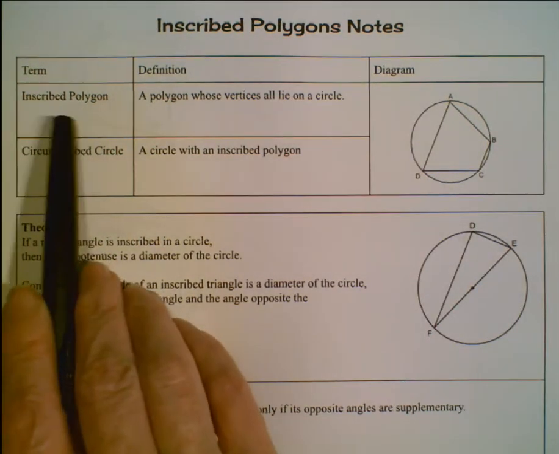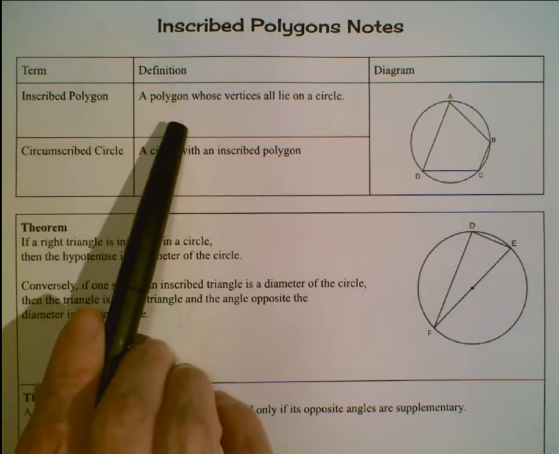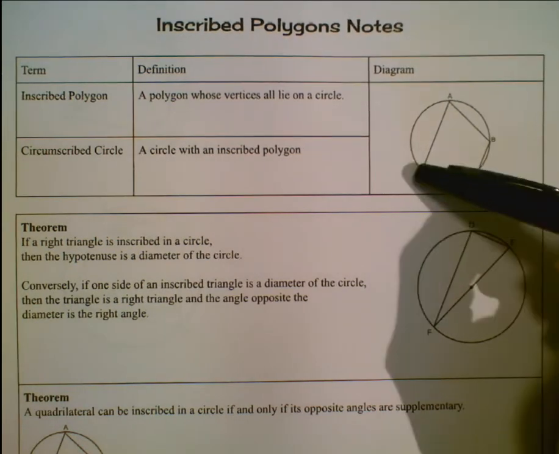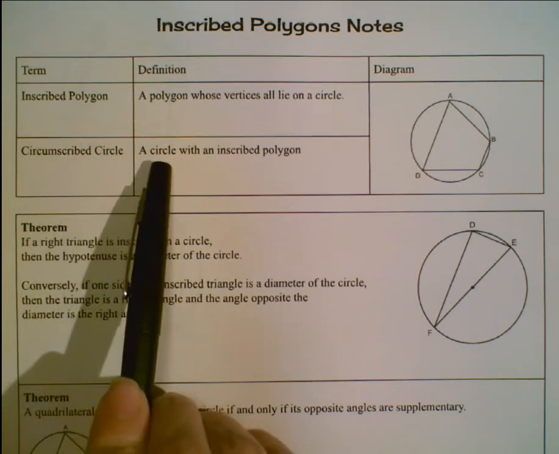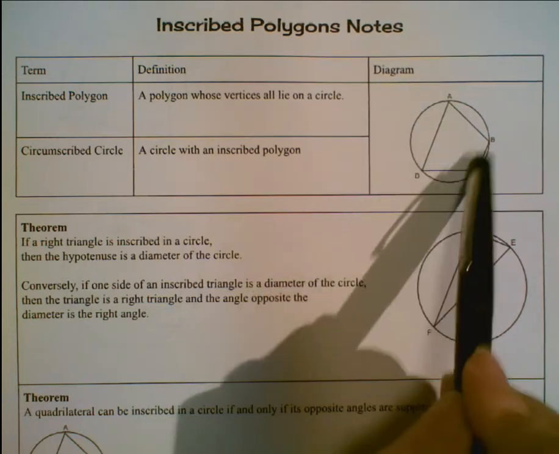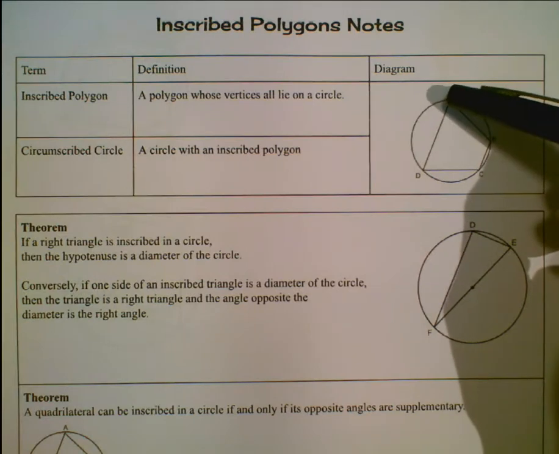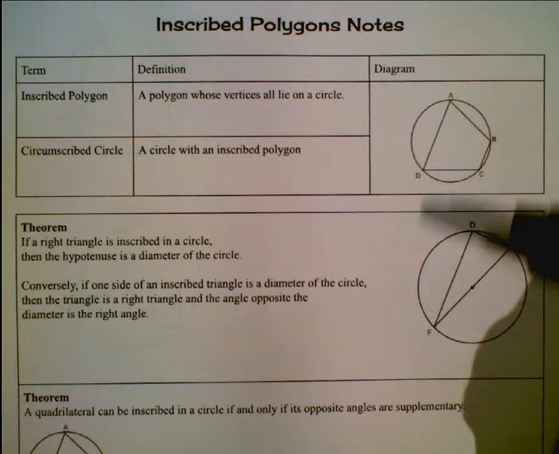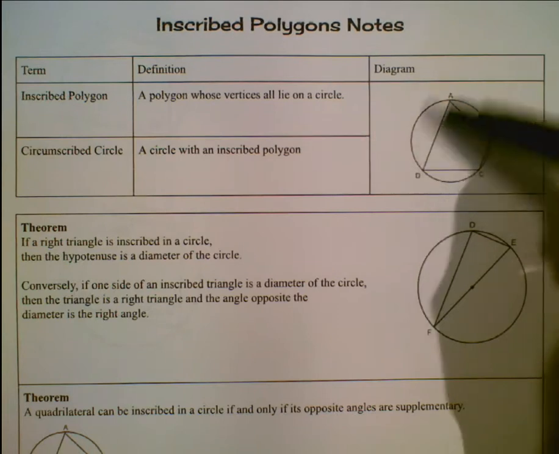All right, so 2 definitions to start what we're doing in this section. An inscribed polygon is a polygon whose vertices all lie on the circle. And we can see the vertices A, B, C, and D all lie on this circle. A circumscribed circle is a circle with an inscribed polygon. So the circle here is circumscribing the inscribed polygon. So we could say this in 2 ways. I could say that polygon ABCD is inscribed in the circle, or I could say the circle circumscribes polygon ABCD.